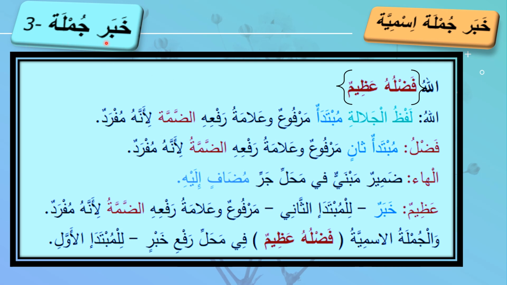This is the third type of khabar, that is khabar jumla. Now comes the khabar jumla, with the khabar jumla ismiya and the khabar jumla fi'liyya. So the first one we will do now is khabar jumla ismiya. Let's check the sentence first. Allahu mubtada. Fadluhu azimun. So there is a slight difference here. Let's see what it is. Allahu, lafzul jalala, is mubtada, marfu, and it has the sign of dhamma and it's mufrad. So that is simple. Now comes a new i'rab.